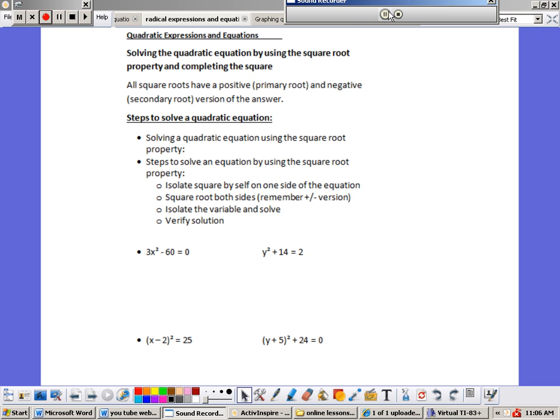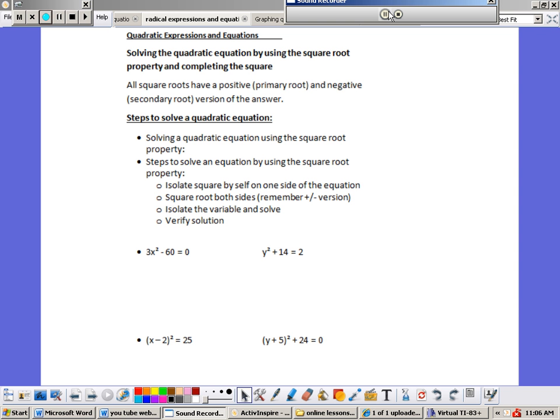All square roots have a positive, a primary root, and a negative, a secondary root version of an answer. So when you're solving, you're going to get two versions, a plus and a minus, unless you're only working with the primary, which is a plus. And sometimes we will only work with the primary.